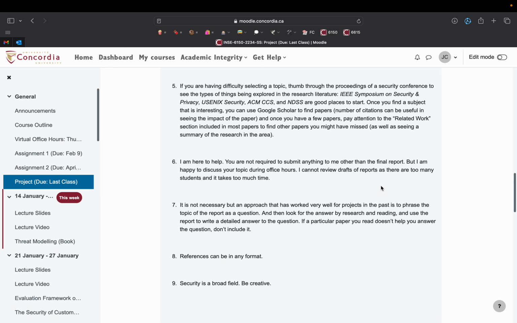But if you want me to be happy, try and pick a weird topic or a niche topic or something like that. And security applies to everything, right? Whatever you're interested in, there's probably some security dimension to it, okay? So try and pick something you're actually interested in. It will make it easier for you to work on.